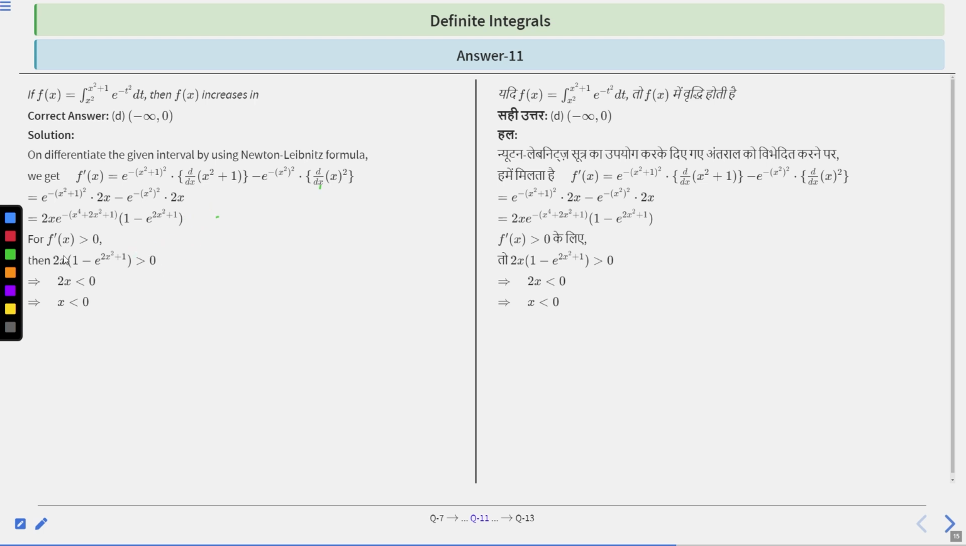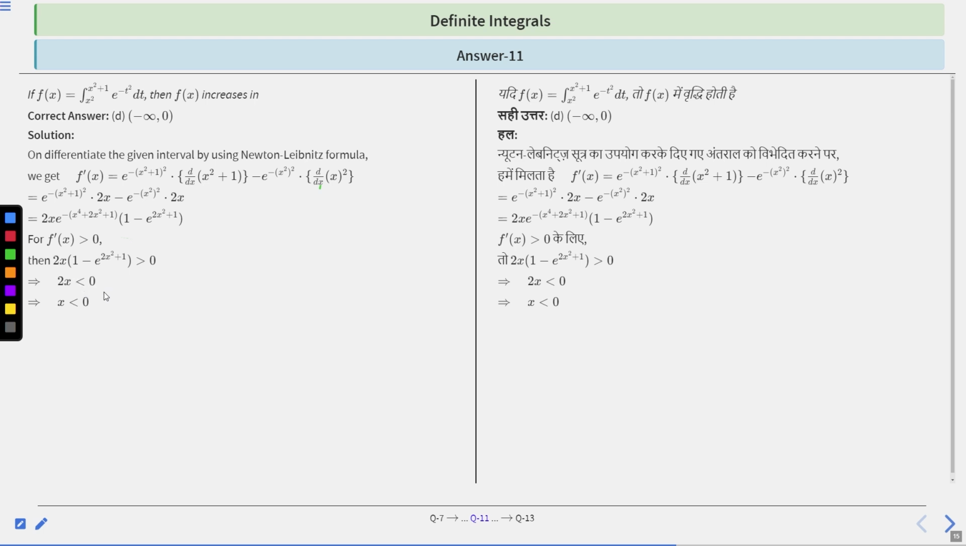Now, for f dash greater than 0, we have to find the interval in which the function basically increases. Therefore, for f dash greater than or equal to 0, see this part, 2x into this term: e to the power something will always be greater than 0, right? Therefore, for f dash x greater than 0, we can do 2x into 1 minus e to the power 2x square plus 1 greater than 0, right?